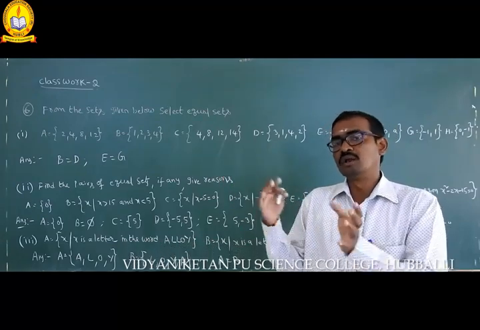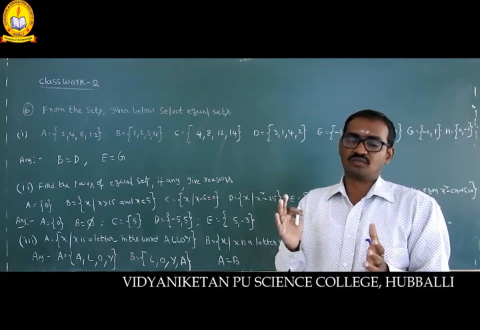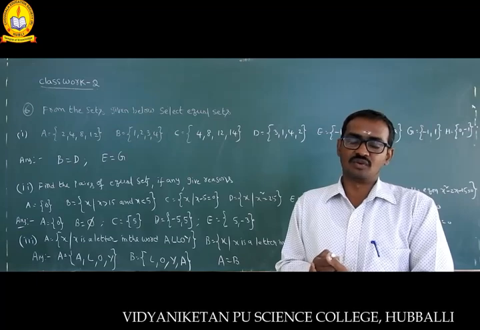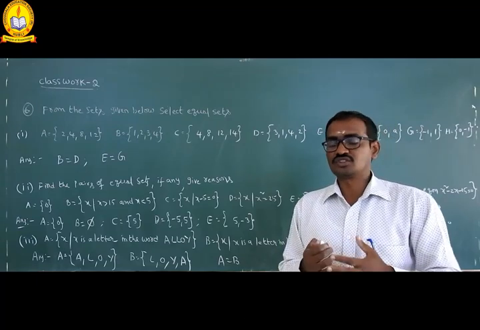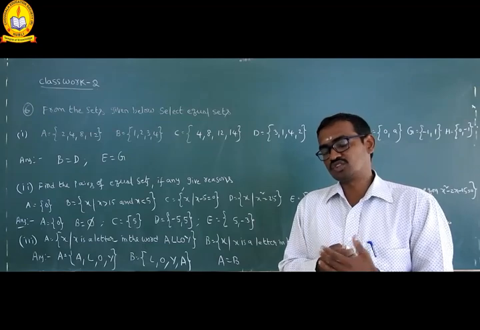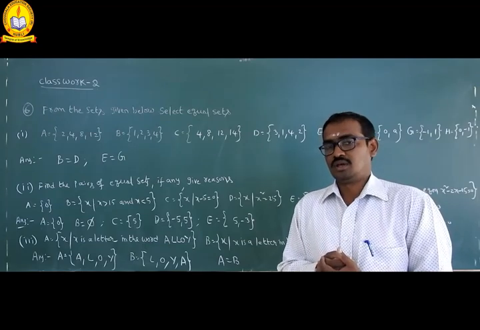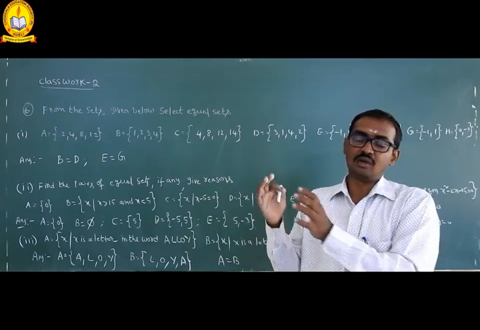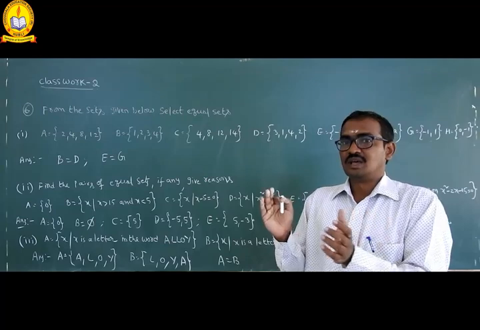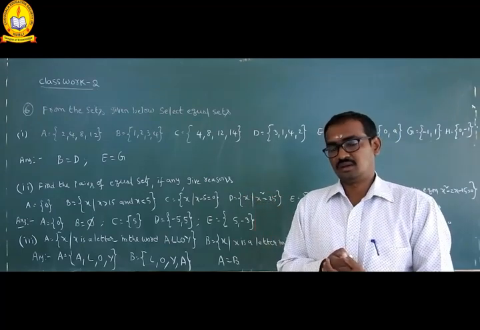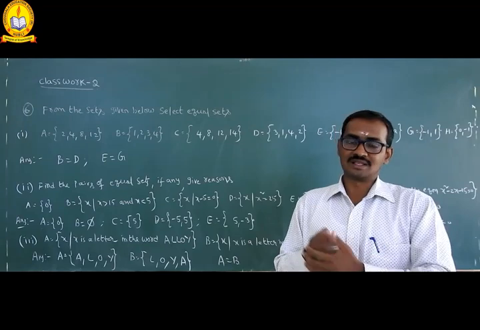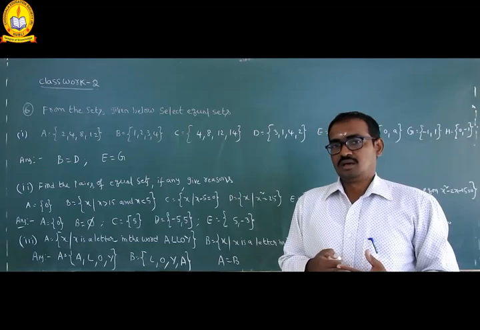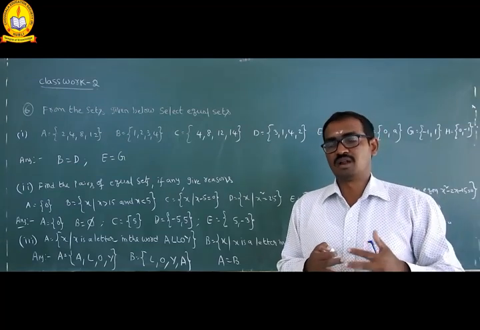The collection of all the whole numbers is a set. The collection of all the integers is a set. The collection of rational numbers is a set. The collection of irrational numbers is a set. The collection of real numbers is a set. The collection of vowels in the English alphabet is a set: A, E, I, O, U. The collection of consonants in the English alphabet is a set. The collection of prime numbers less than 10 is a set, because these are all well-defined collections. That's why they are sets. These are the examples for sets.